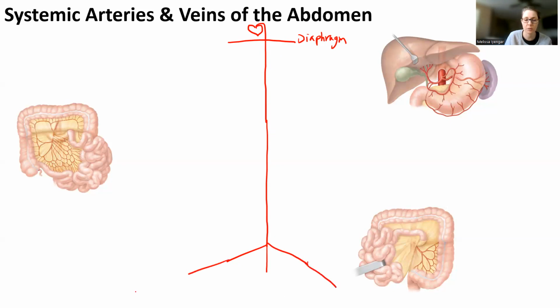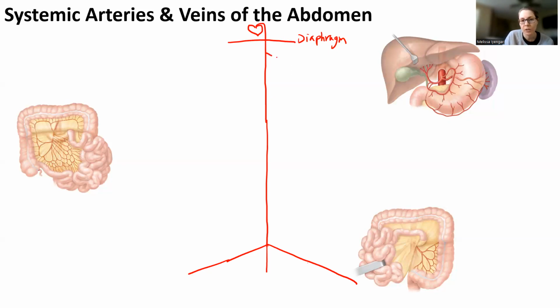I'm going to make my branches a little bit bigger. Symmetry is not my forte, obviously. Okay, this is my abdominal aorta. You should understand how the blood vessels come off of the abdominal aorta. It's actually pretty straightforward and pretty easy once you look at it and draw it out.